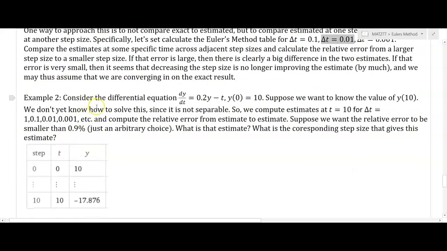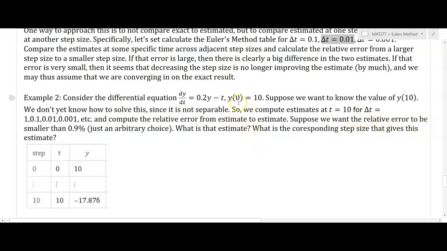So consider another example, the differential equation dy/dt equals 0.2y minus t. Now we don't know how to solve this. This is not separable, but we want to estimate the value of y at time 10. So we compute the estimates at t equals 10 for delta t equals 1, delta t equals 0.1, delta t equals 0.01, etc., and compute the relative error from estimate to estimate.